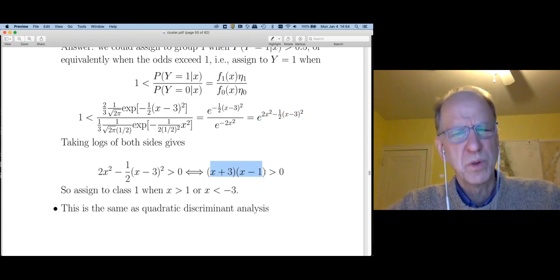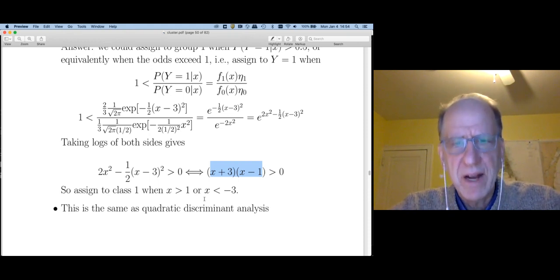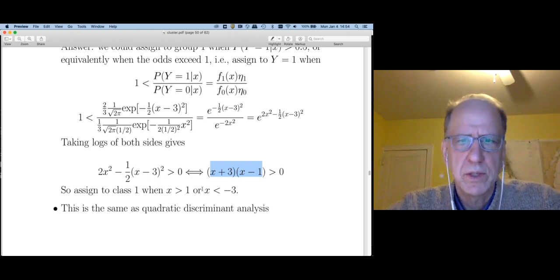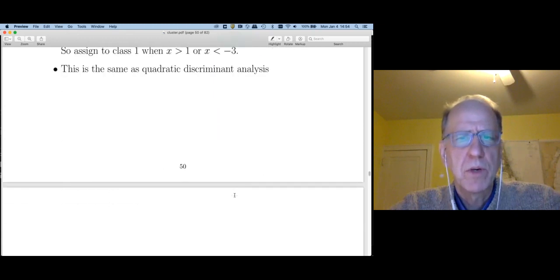And we end up with 2 roots. So this says, assign to class 1 whenever x is greater than 1. That makes total sense. Or when x is less than -3. That doesn't make much sense. So what's going on here?